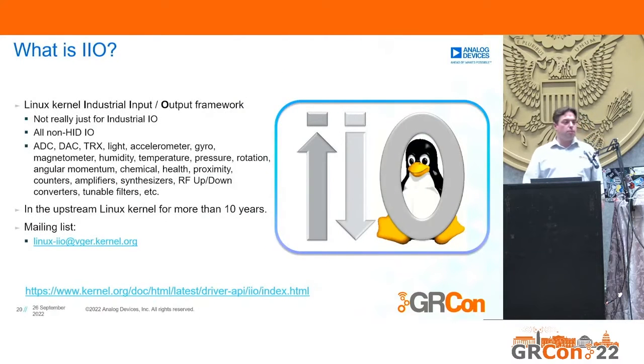So at this point, we have a running Linux kernel system that we just added new drivers to. And now how do we want to use it? Most of the drivers that we do, which are interesting for these RF systems, are so-called IIO drivers. And IIO is a kernel subsystem that is not really just for industrial input-output. It basically covers all non-human interface devices. And that includes ADCs, DACs, transceivers, synthesizers, amplifiers, gyroscopes. There's actually a pretty long list.